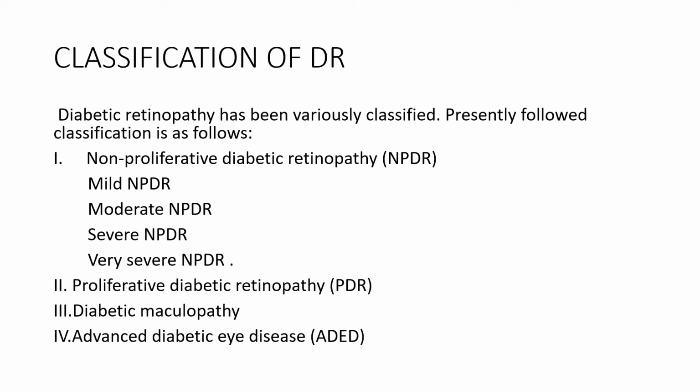Now, non-proliferative diabetic retinopathy. Here we don't have neovascular tissue on the retina. It is divided based on the appearance. There are four subtypes: mild NPDR, moderate NPDR, severe NPDR, and very severe NPDR. In proliferative diabetic retinopathy, we have neovascularization. This neovascularization, which consists of abnormal blood vessels, is either on the disc or on the retina.